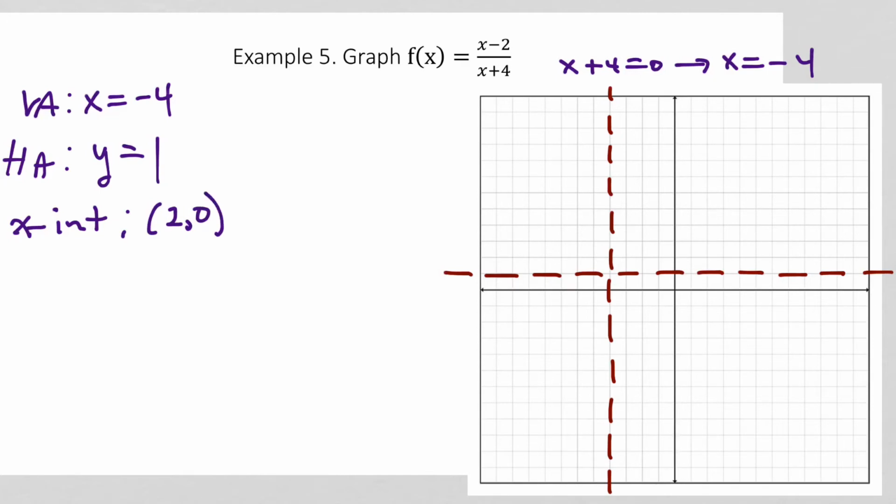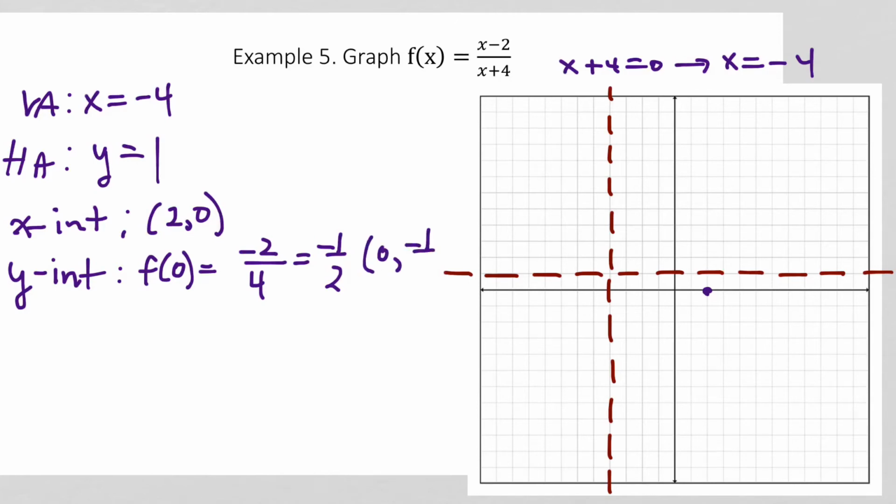Okay, so I can put a dot at 2, 0. I know my graph is going to cross my x-axis at the point 2, 0. Next, let's get our y-intercept. Your y-intercept is f of 0, so you're going to put 0 in wherever you've got an x. So you've got 0 minus 2 on the top, and 0 plus 4 on the bottom. That's negative 1/2. So you've got the point x is 0, y is negative 1/2.